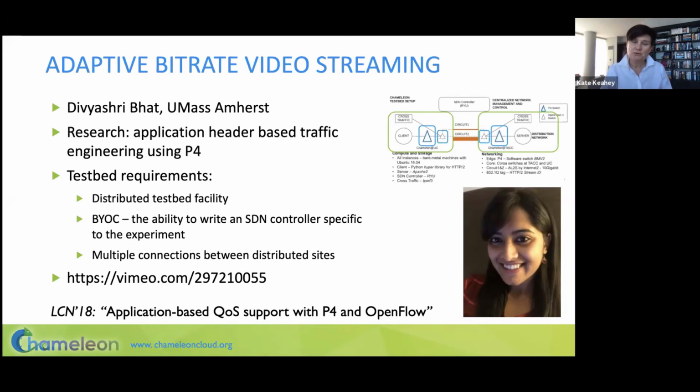She was validating her algorithm over that and making sure that it could adapt to the badness. She was using our bring your own controller feature, which allows you to create your own SDN controller specific to your experiment. And she was exploring multiple connections between the sites. There's a link here to Vimeo, where we made a screencast of her experiment, because how she did it, and I'll come back to that, is even more interesting than what she did.